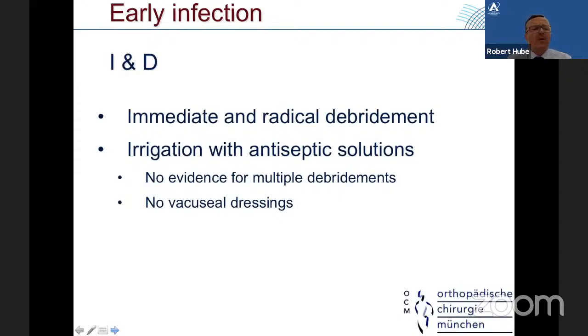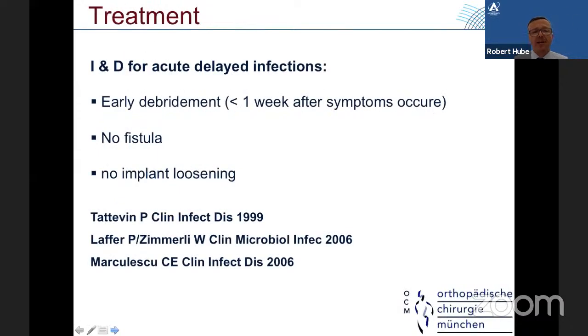Immediate and radical debridement. We don't wait, we don't do an aspiration. If the hip or knee shows infection signs, we define it as infected. We go in, we don't wait. Irrigation with aseptic solutions. No evidence for multiple debridements. No vacuum dressing. Vacuum dressing has nothing to do with joints. It's something for trauma, for soft tissue, but it doesn't make any sense here. Or you are just too lazy to do something today, and the next group is doing it the next day. But it's really not something we should frequently use for periprosthetic joint infections. And we change the mobile parts: insert on the knee side, head and insert on the hip side.